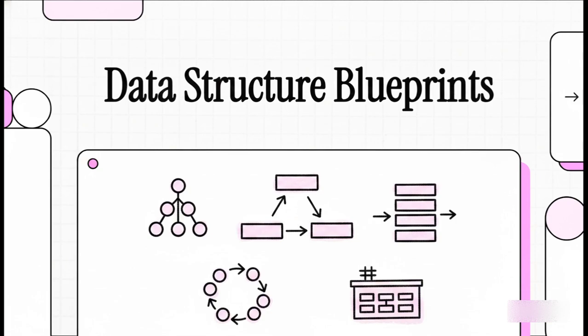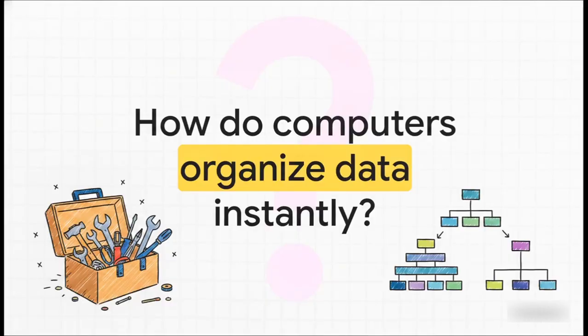Seriously, whether you're building a tiny side project app or the next massive global social network, the whole shebang starts right here. So here's the big question. How exactly do computers organize millions of data points instantly?